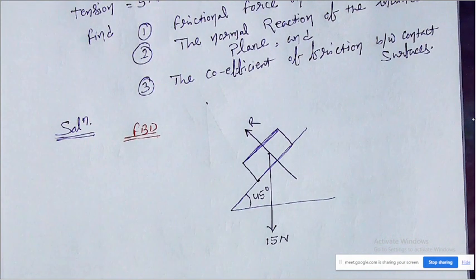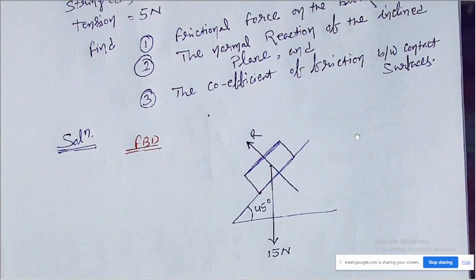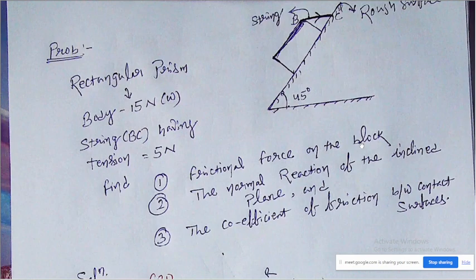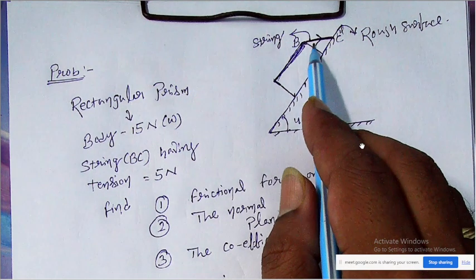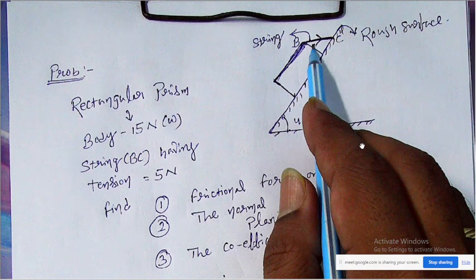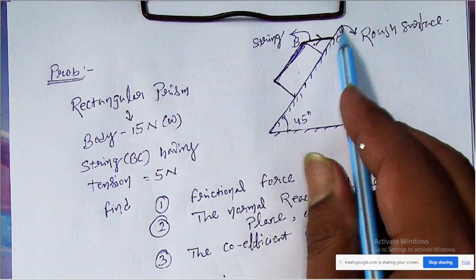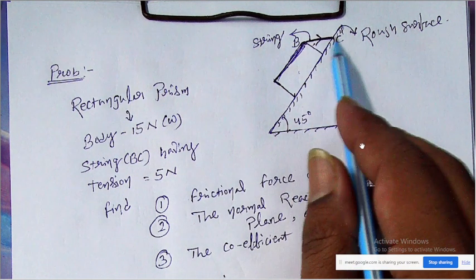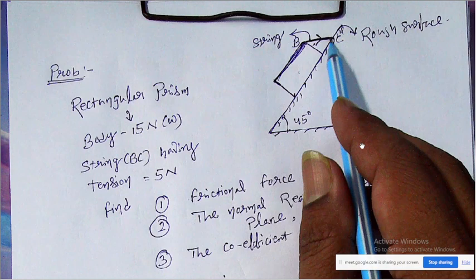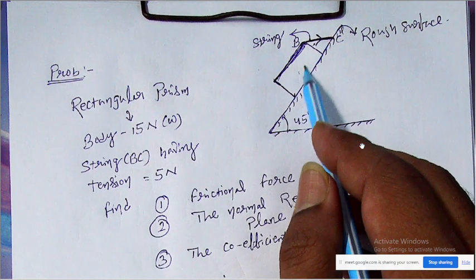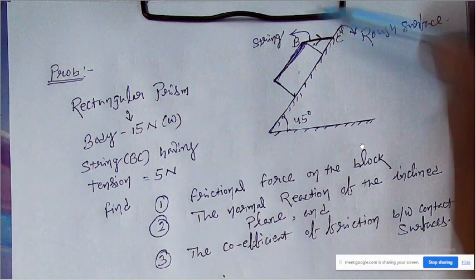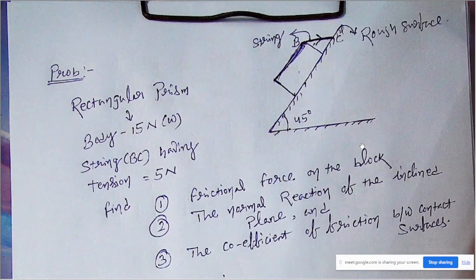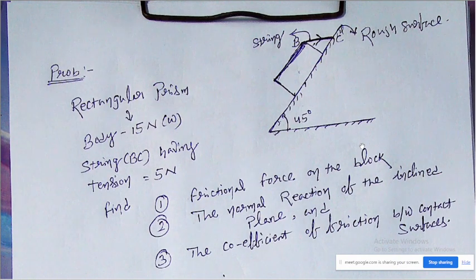Next. Now my question here is, please listen carefully. Here, the body is tied with a string. Assume you are the body. You are there on the inclined plane and you are tied with the string and that string is attached to the inclined plane. So my question is, this body or yourself will tend to move in which direction? Assume that this particular string is not there. It will move in which direction if BC is not there?